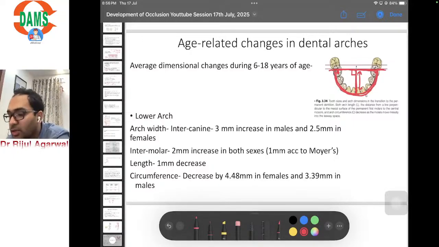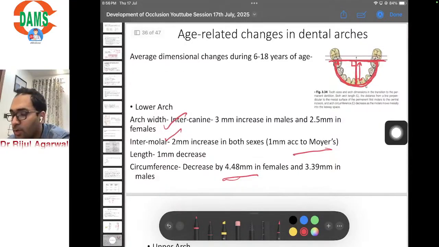So in the lower arch, the intercanine arch width increases by 3 mm in males and 2.5 mm in females. The intermolar width increases by 2 mm in both sexes, and it is 1 mm according to Moyers. The arch length decreases by 1 mm and the circumference decreases by this much. These are all very important numerical data.